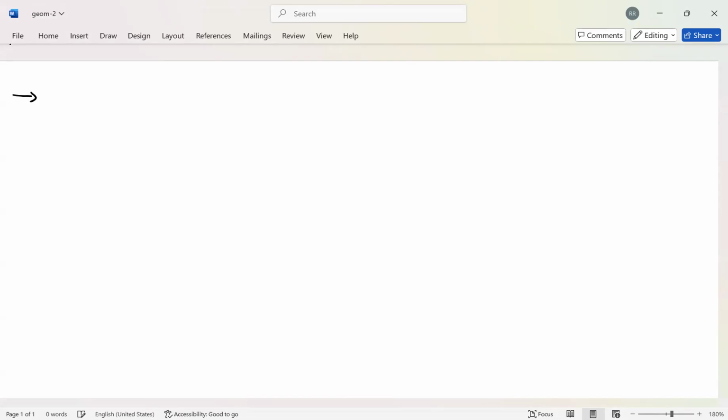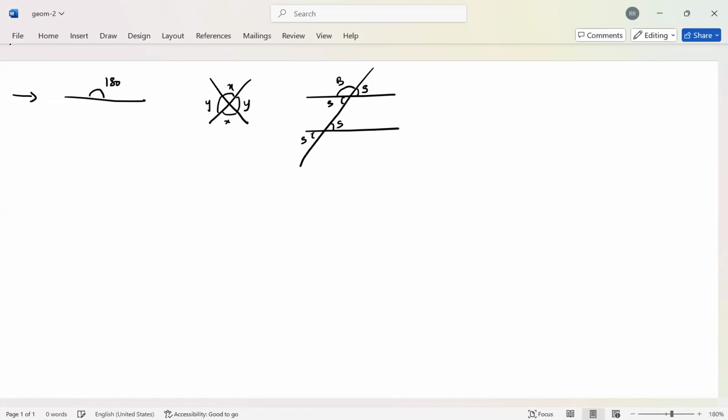revising lines first. A straight line angle is 180 degrees. In case you have two lines intersecting each other, the opposite angles are equal. If two parallel lines are intersected by a third line, all the small angles are equal and all the big angles are equal. Small angle plus big angle equals 180 degrees.